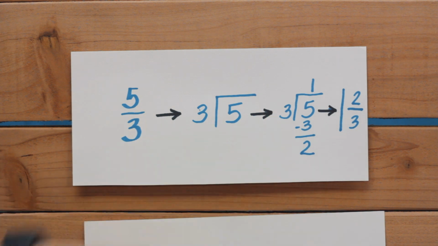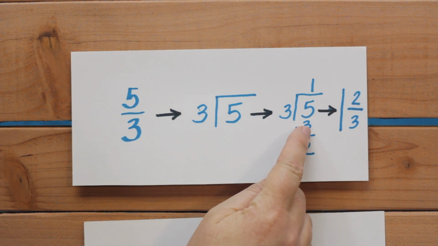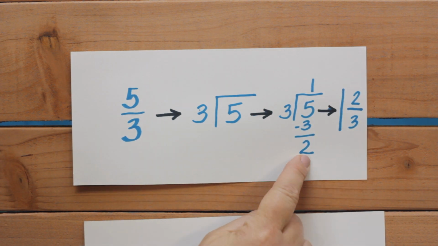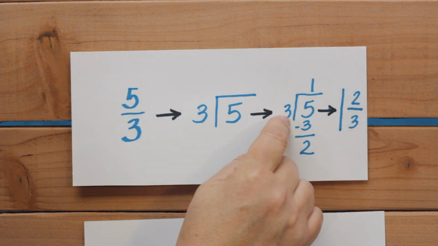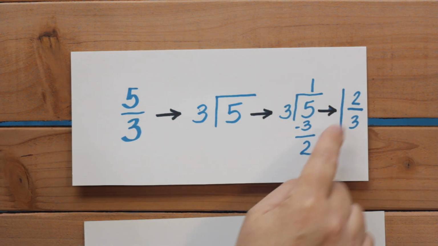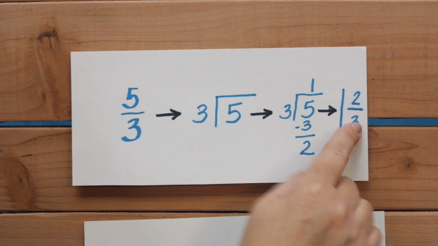And when I do the work, 5 divided by 3 is 1. I put my 3 here and I subtract. And now my remainder is going to become the numerator, and my divisor is going to become the denominator. So I first have my whole number here. My remainder is the numerator. And my divisor is now the denominator.